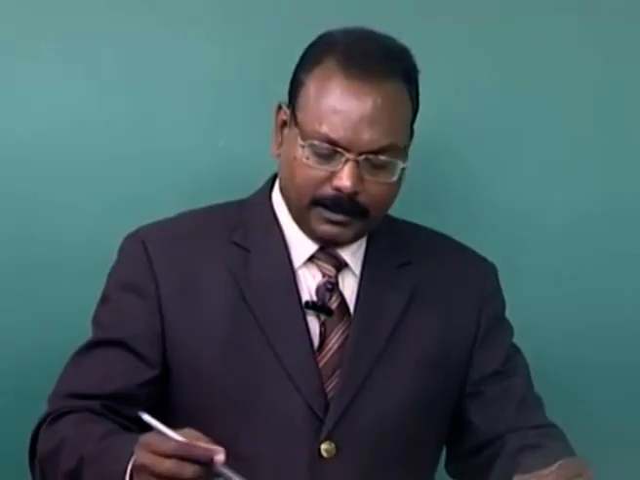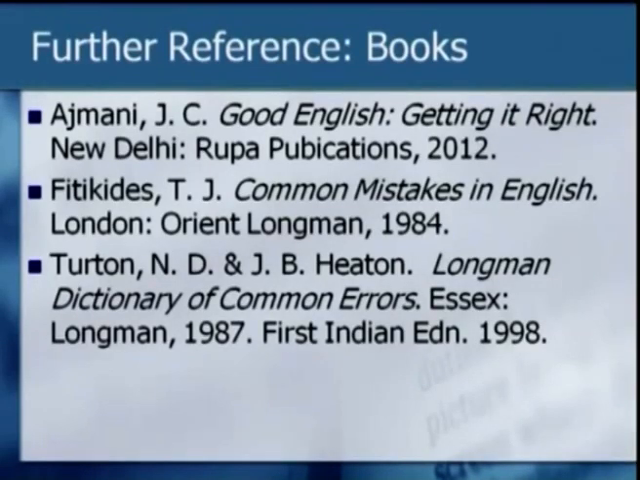Okay. Now, let me take a break by bringing to you some reference books and resource materials that you can use, even online, with regard to improving your common errors. Some books which I found quite interesting and useful: one written by Ajmani JC, Good English: Getting It Right, a very recent publication, published in 2012. There are other old ones which are quite popular, such as Fitikidis TJ, Common Mistakes in English, published long before, from the 60s. It has been reprinted by Orient Longman, and the recent one I have is the 1984 edition.